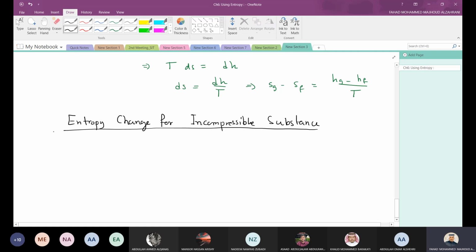If you remember, when did we call the substance incompressible? What was the condition for incompressible substance? We said the specific volume or density. These are basic concepts. When you hear incompressible, it means it cannot be compressed. It's not necessarily liquid or solid. We are talking about incompressible. When do we call the substance incompressible?